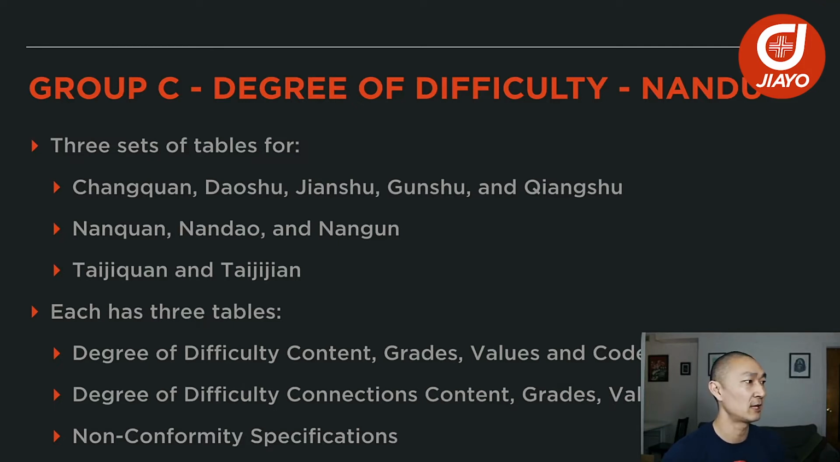Each set of tables has 3 tables. The first is for degree of difficulty content, grades, values, and codes. The second is for degree of difficulty connections, content, grades, values, and codes. And the third are for non-conformity specifications. And we'll look at each one of those now.